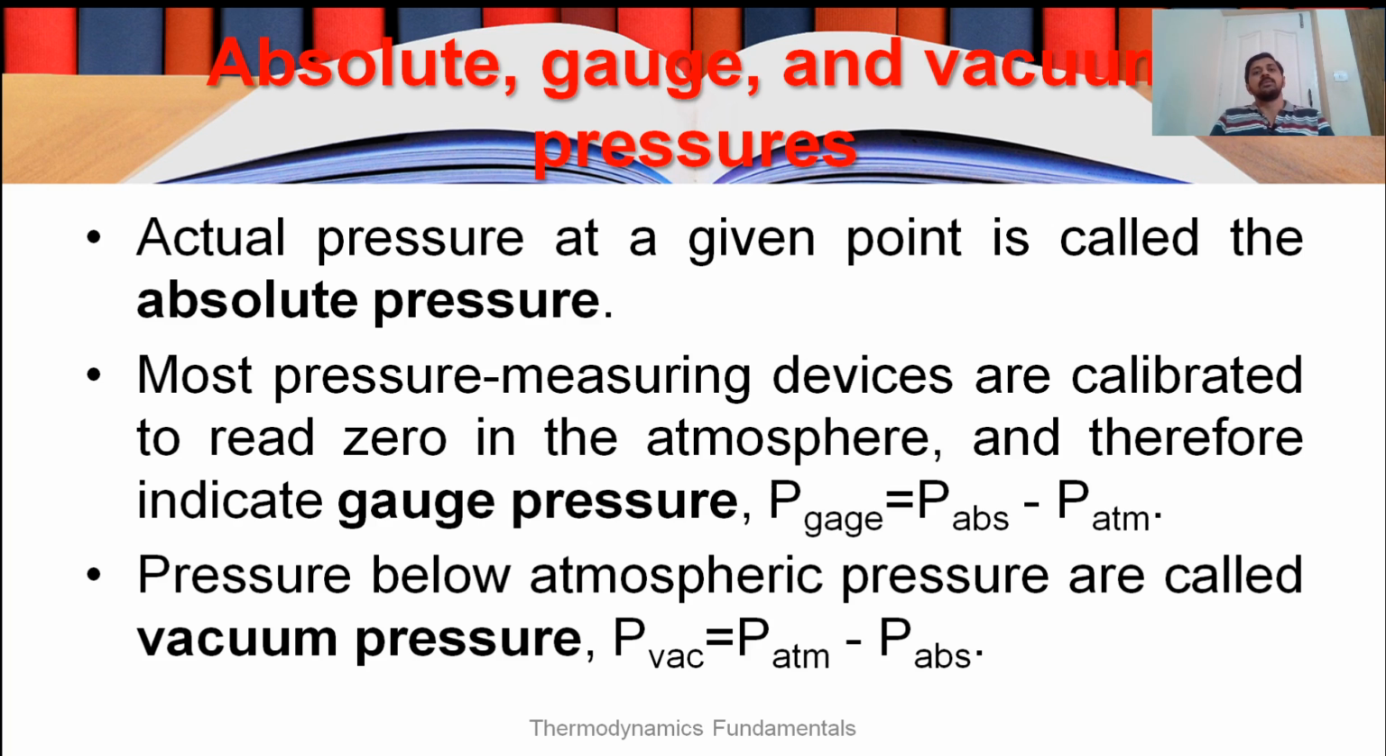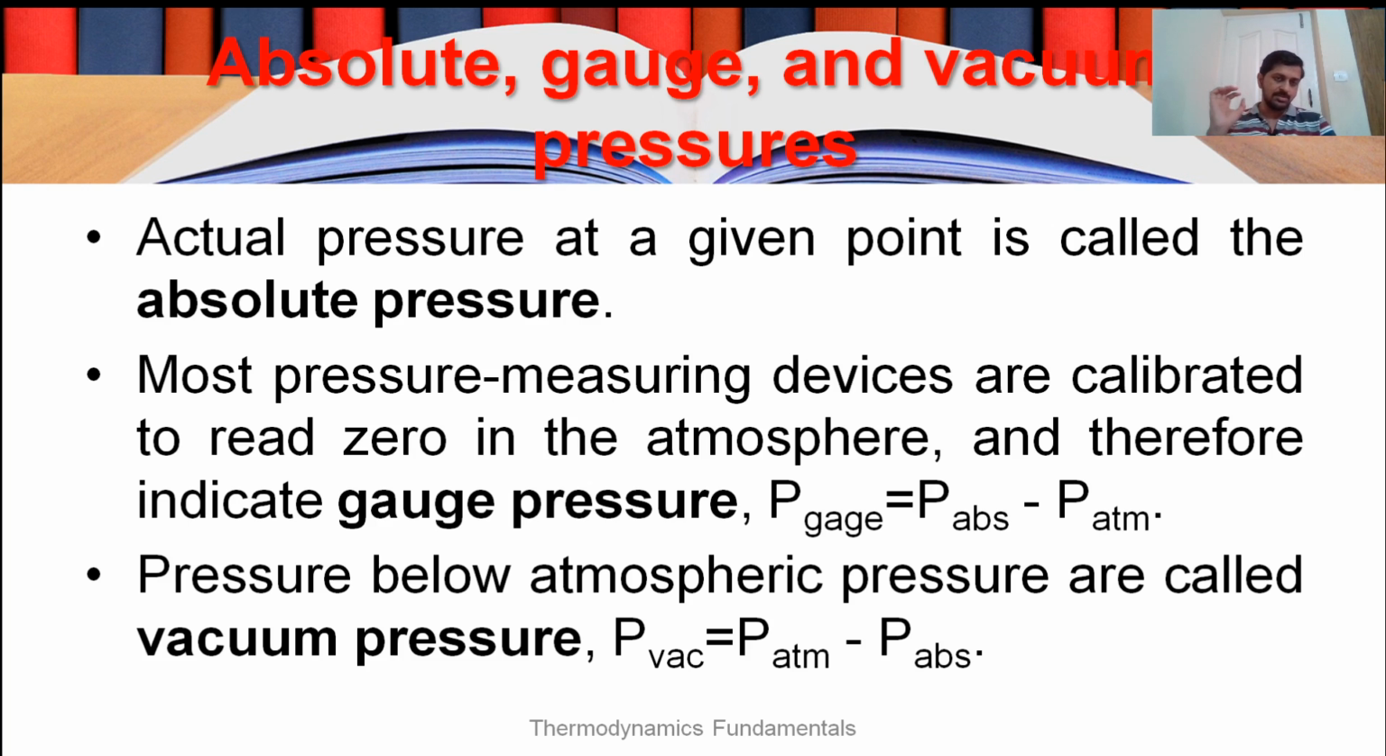Now, let us see different types of pressures. You may wonder, why so many pressures? The actual pressure at any point is usually denoted as absolute pressure. Actual pressure at a given point. But that is not the pressure which is measured using a gauge.